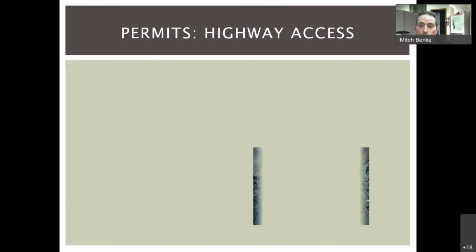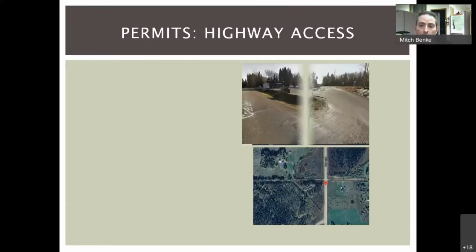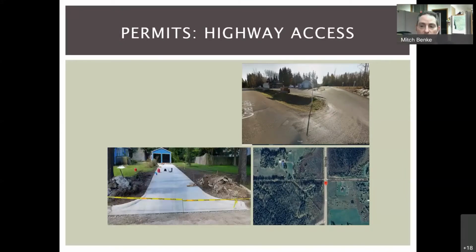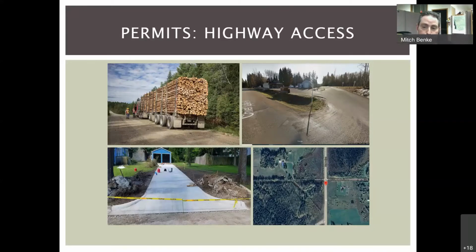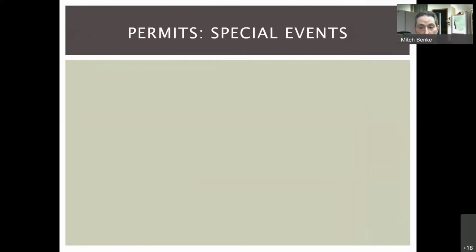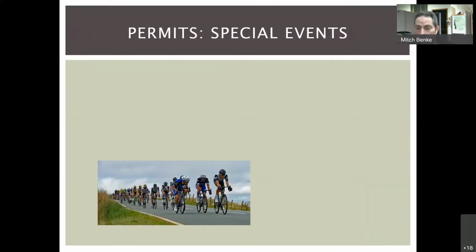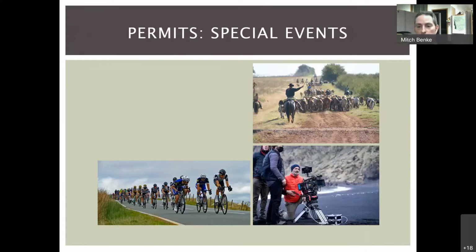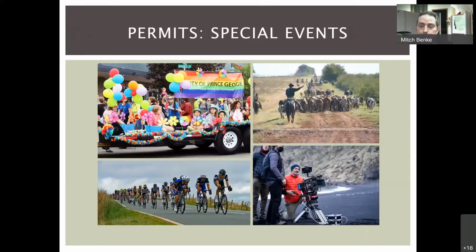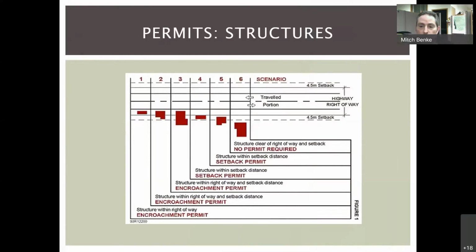Highway access includes access to controlled access highway, commercial access, residential and agricultural access, and resource and industrial road access. Special events includes races, triathlons that we have in the area, cattle drives, not so much common in this area, filming, and parades. Structures include setback and encroachment. All structures must be placed at least 4.5 meters back from the right-of-way, otherwise a permit is required.